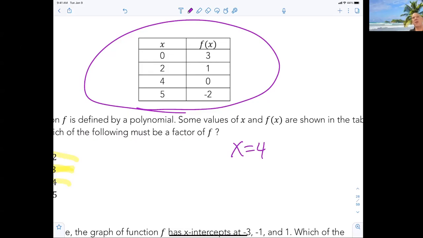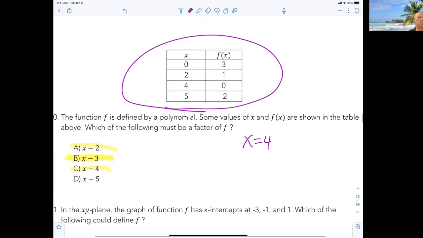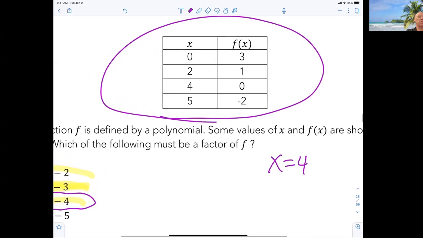So that means the factor must have been x minus 4. All right, so I truly understand what some of you are trying to do up here. I understand what you were doing. All right, is everybody with me on that?